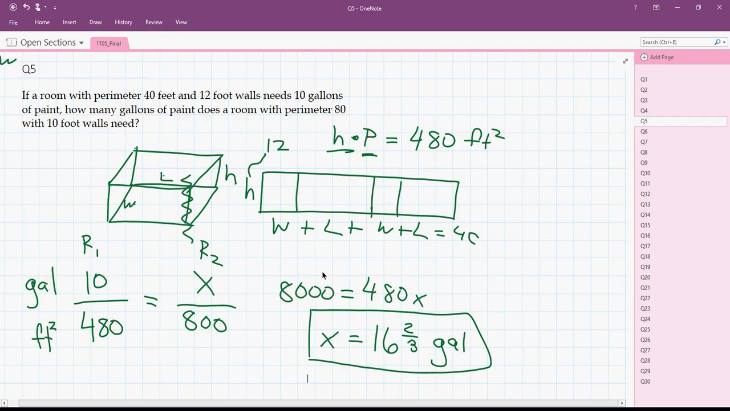So I call this room 1, this room 2. I said gallons are on the top and feet squared on the bottom. But you could rotate this however you want. You could say room 2 is here, room 1 is here, this is gallons, feet squared. As long as you're consistent, the cross multiplication is going to result in the exact same numbers.